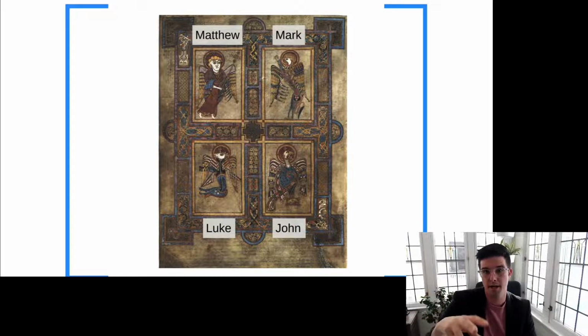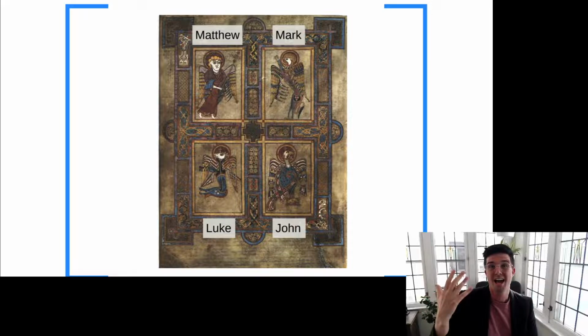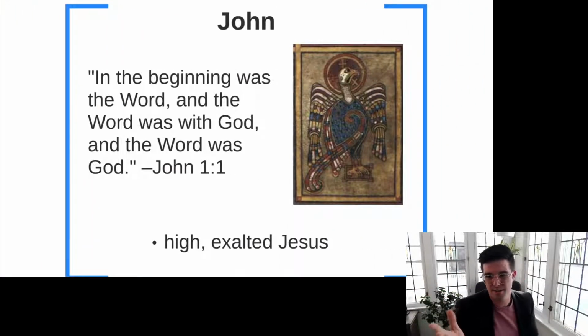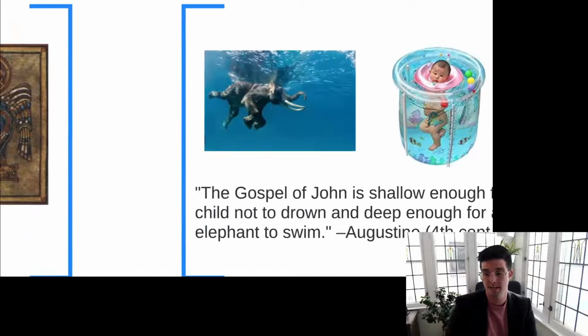so our slow plodding ox. And then John with its high Christology, so beginning with that prologue that seems to equate Jesus with God and soaring to the heights of Christology as an eagle soars in the sky. And so here we have again, in the beginning was the Word, and the Word was with God, and the Word was God. John is not shy to make high claims about Jesus and to attribute titles to Jesus, to have characters and the narrator say exactly who Jesus is.